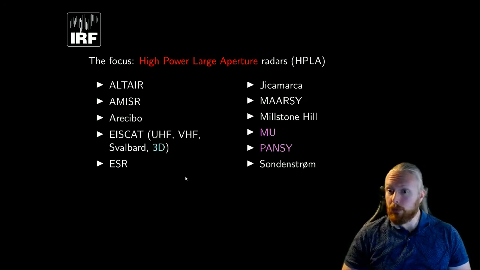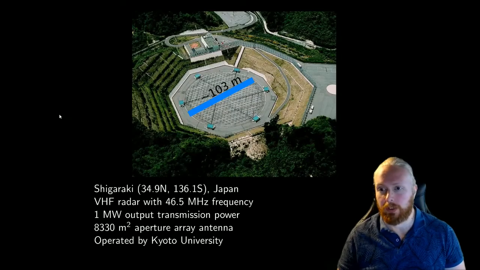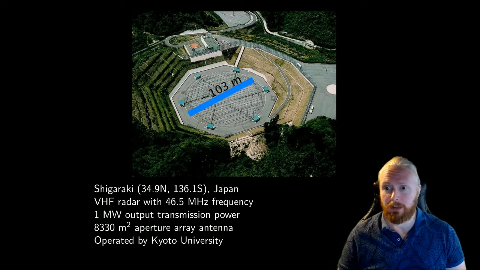So, the MU radar. It's located in Shigaraki, Japan, and these 475 antennas are divided into 25 subgroups, with the outer 6 here being asymmetric. This gives this radar significant interferometric capabilities.